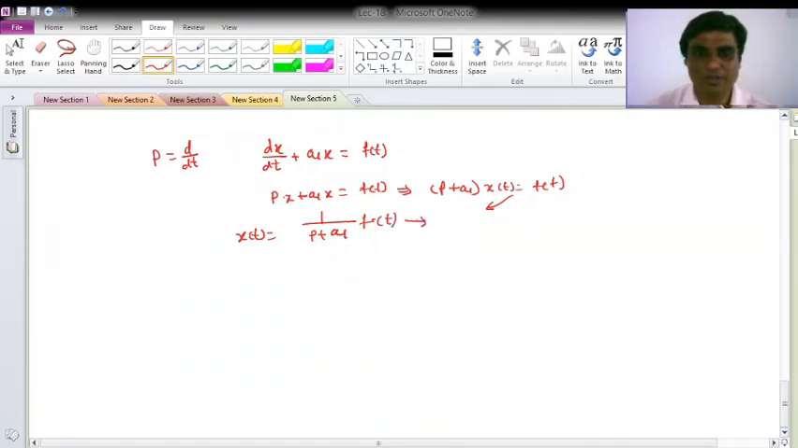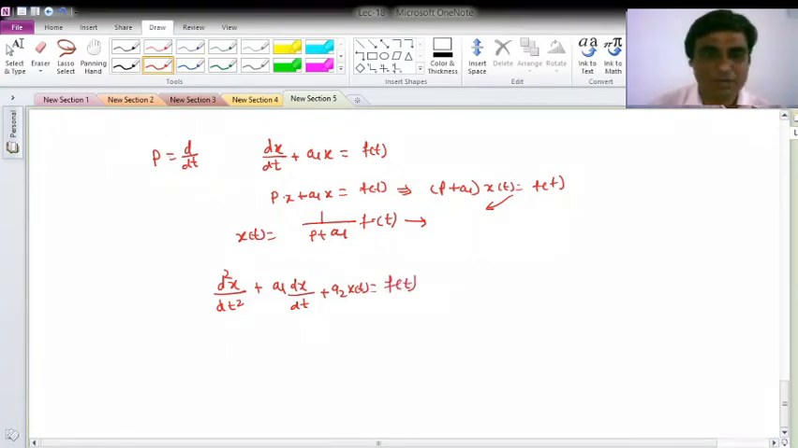This is for first order. What was it for second order? Let me write for second order also: d2x by dt square plus, generalized, a1 dx by dt plus a2 x of t is equal to some forcing function f.